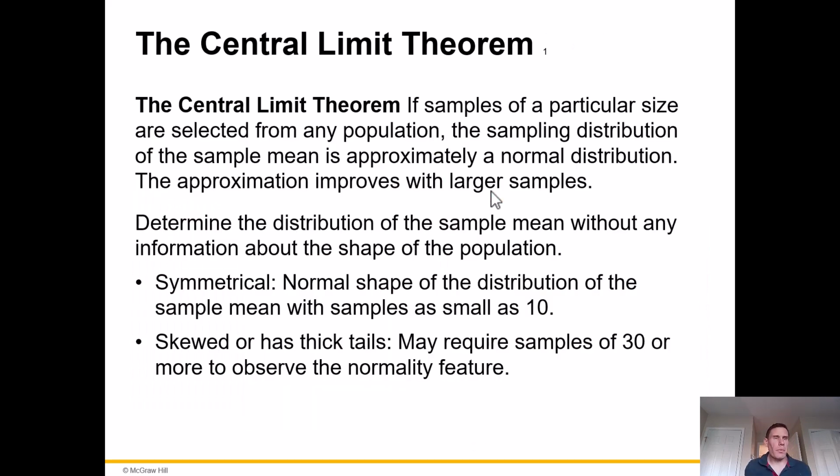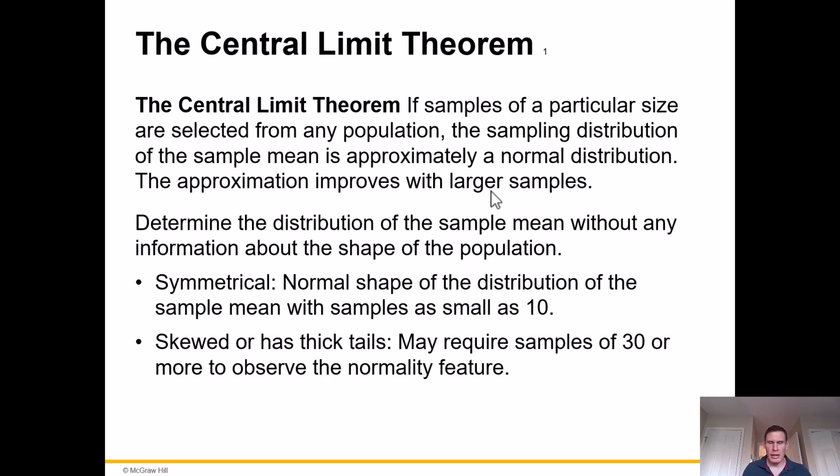Okay, the next thing I want to talk about is what we call the central limit theorem. It sounds very fancy, but it actually describes something very simple. If samples of a particular size are selected from any population, the sampling distribution of the sample mean is approximately a normal distribution. The approximation improves with larger samples. What they're saying there in a nutshell is the bigger your sample size, the more of a normal distribution it will look like.